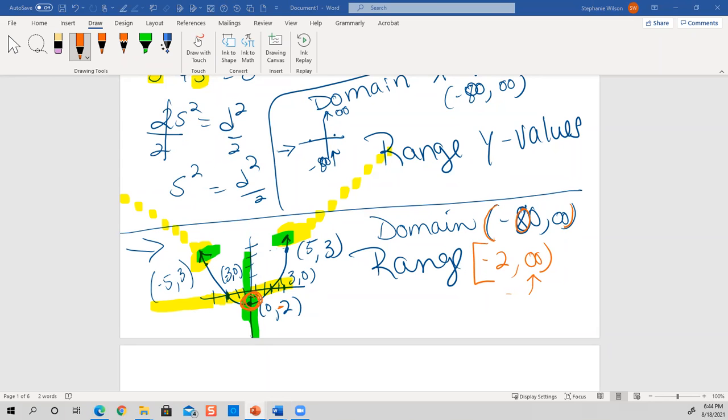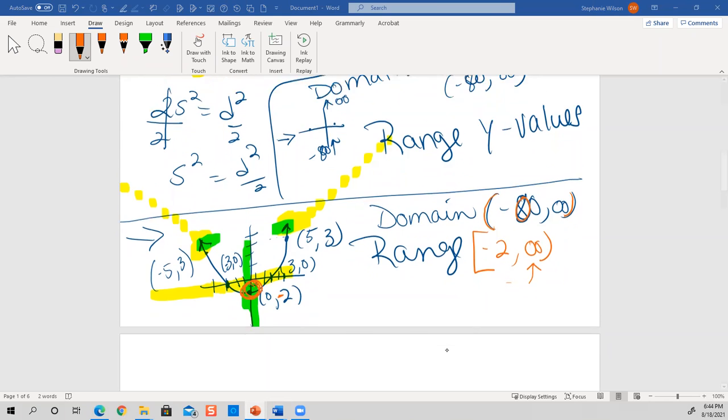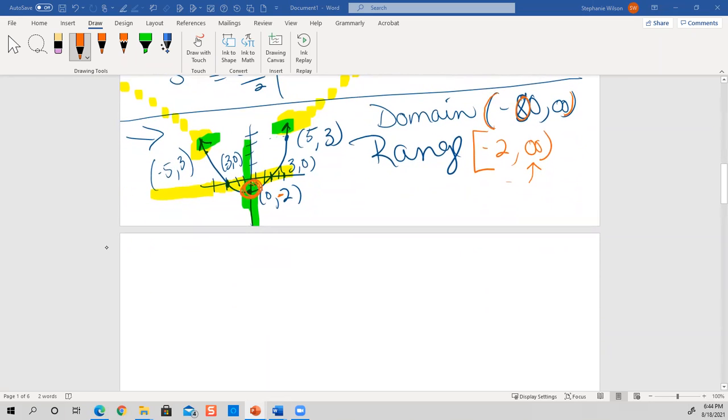Okay. Let's draw a different one. So what if I have, let's do this. That's a terrible function. I'm going to put an arrow here. Let's call this -1 right there for y. Let's call this 7 for y. Let's call this -5 for x.